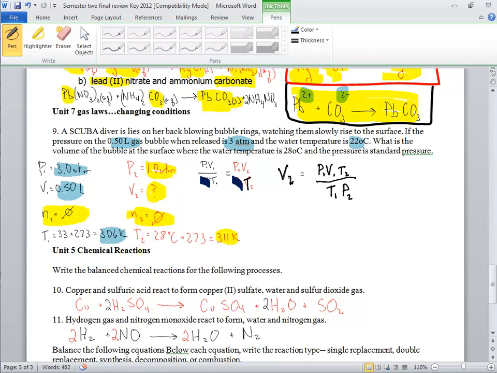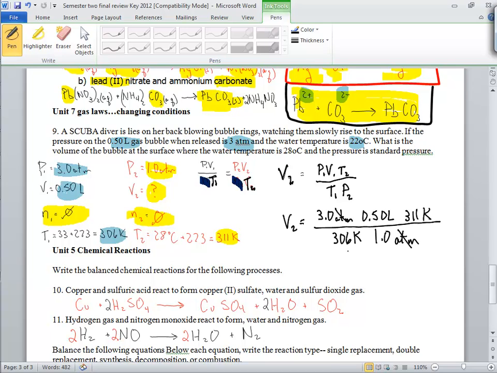Rearranging, so doing a couple of things here, correcting my formula. I had T1 and something else here. This needs to be T2 on the right of this equation. Rearranging that to solve for V2, we get this. And then substituting, we have V2 equals, and we're going to check our units and make sure that the units that cancel out leave us with liters. And then we're going to solve this problem, calculating that and getting 1.52 liters as the new volume of our bubble.